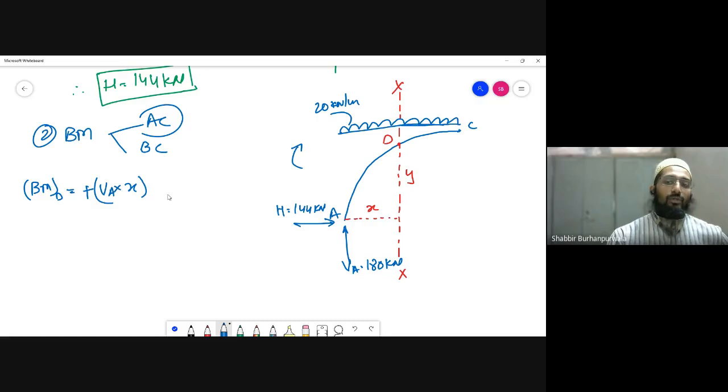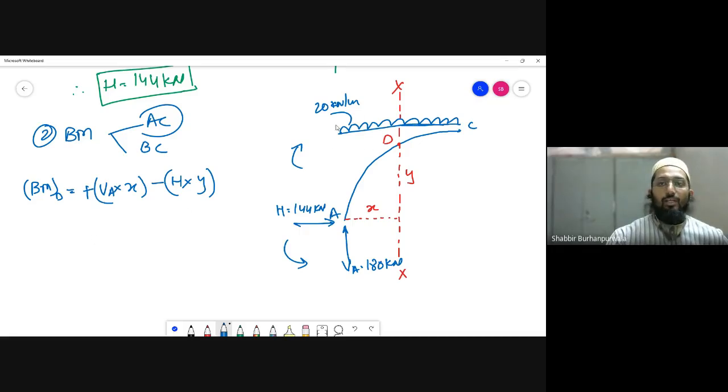So VA into x. Then next is h, horizontal one. So this truss is trying to rotate in this direction. It is trying to rotate point D in this direction. So that's why we are going to take minus h into the distance, which is y. Now there is also one more factor, which is this part, the UDL.